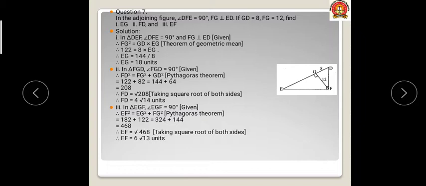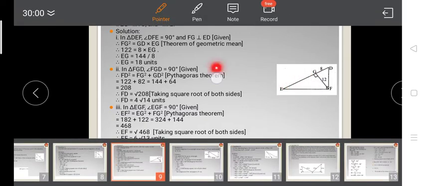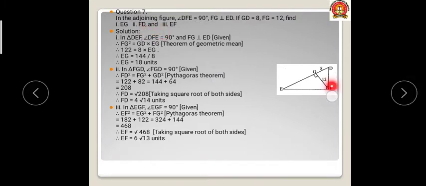Now we know EG, and now we have to find out FD. For finding FD, consider the triangle FDG. So this is a right angle triangle. This is 90 degrees. Therefore FD square is equal to GD square plus GF square. So GD square is 8 square plus 12 square, you will get 208, and therefore FD is equal to square root of 208. So it will come to 4 root 13.